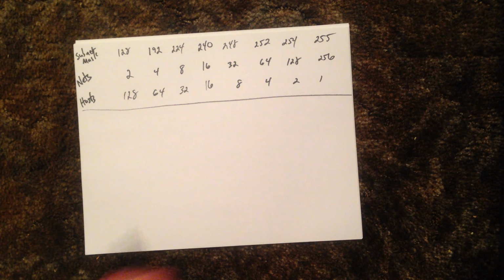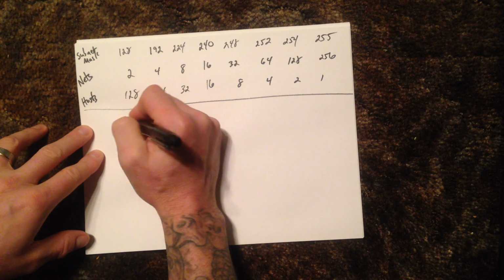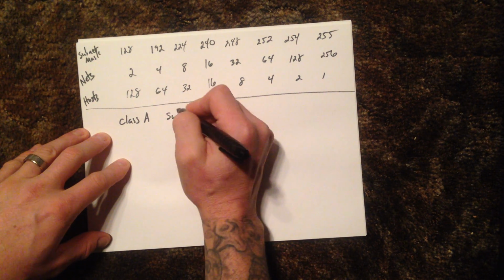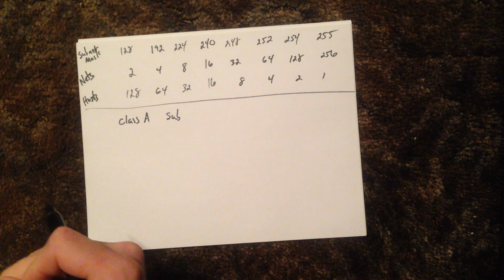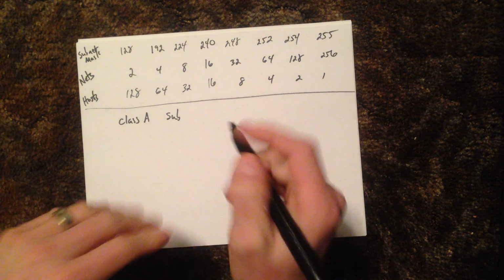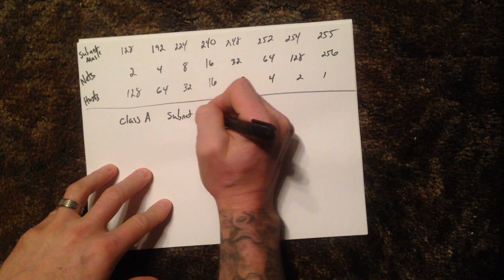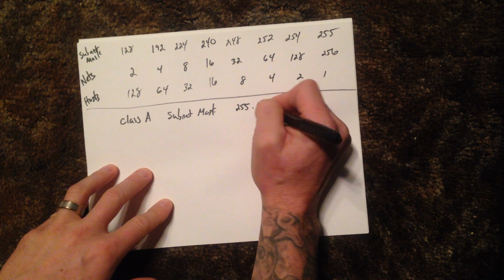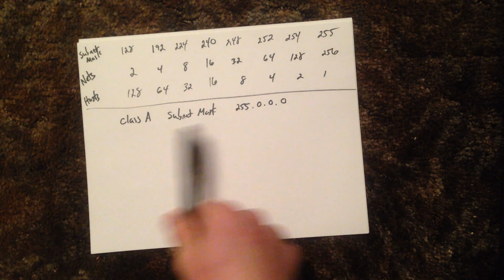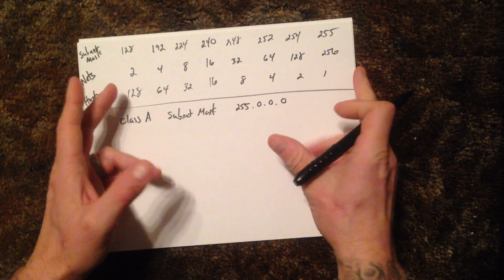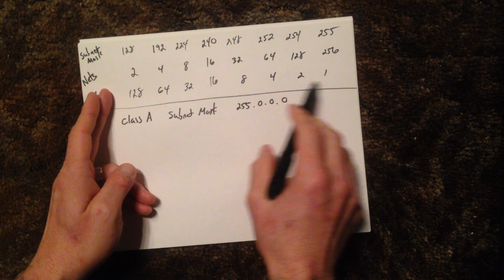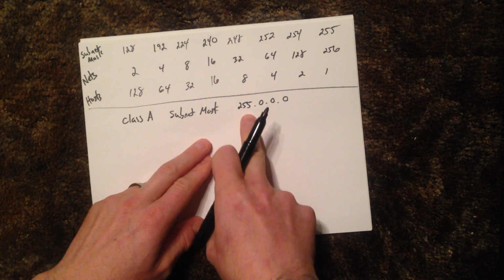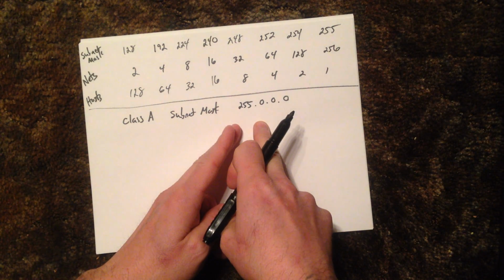Okay, we're doing a Class A, so the full subnet mask for Class A is written 255.0.0.0. If you take this octet and add up all these figures, it gives you the 255, which makes it full. This number in our address will always remain the same.